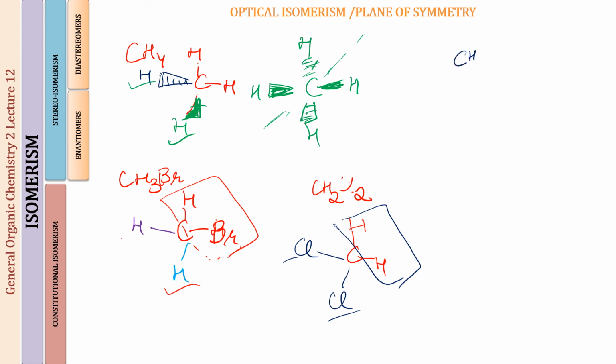We have CH2BrCl. So what I can do is put the Br and the Cl in the plane of paper. The two hydrogens will be coming this way. So again, the bromine, the carbon and the chlorine split into two halves, one hydrogen on each side. So again, this is a plane of symmetry.